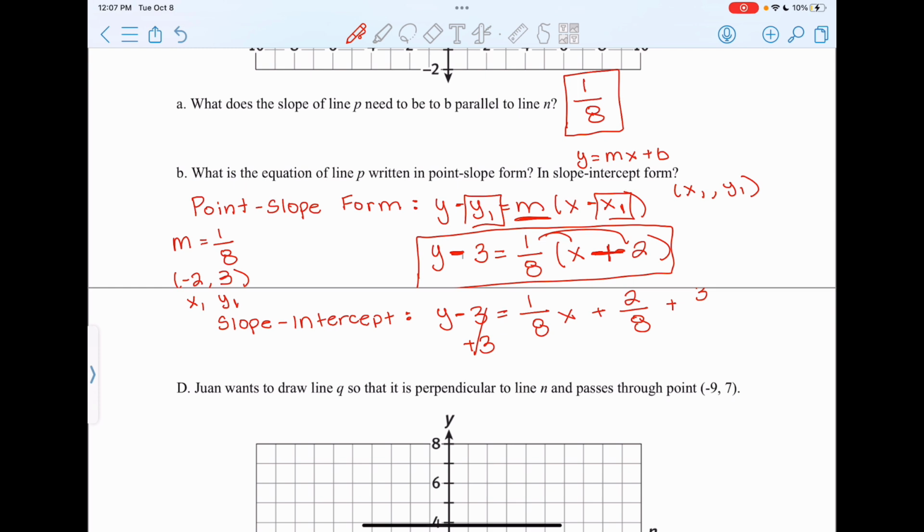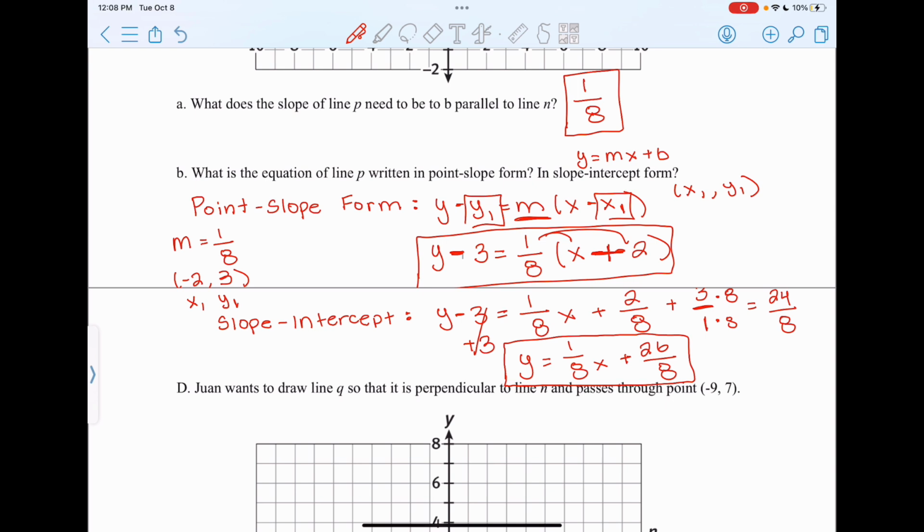In order to add fractions, they have to have a common denominator. Remember, our denominator for just a number is 1. So I'm going to multiply both of these by 8, so I get a common denominator. This turns into 24 over 8. And 2 plus 24 is 26 over 8. And this is my slope-intercept form of the line.